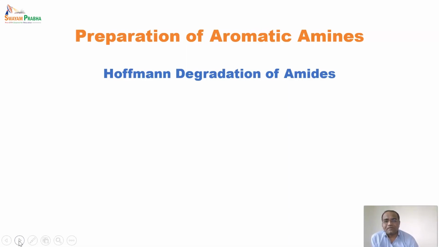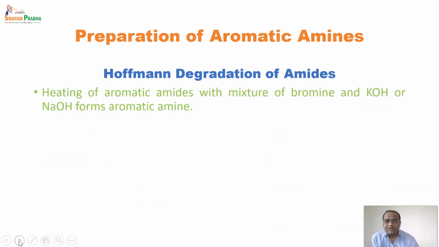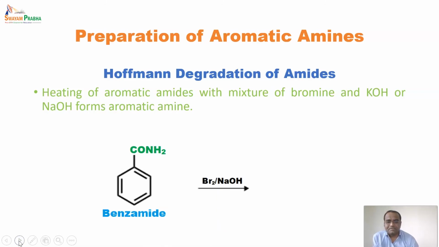Another way of preparation of an aromatic amine is Hoffman degradation of amides. This is a rearrangement, the Hoffman rearrangement, by which we can prepare an amine from an amide. Heating of an aromatic amide with a mixture of bromine and alkali such as KOH or NaOH forms an aromatic amine. This is the structure of benzamide, and when benzamide is heated with bromine and alkali, that is NaOH, it forms aniline.